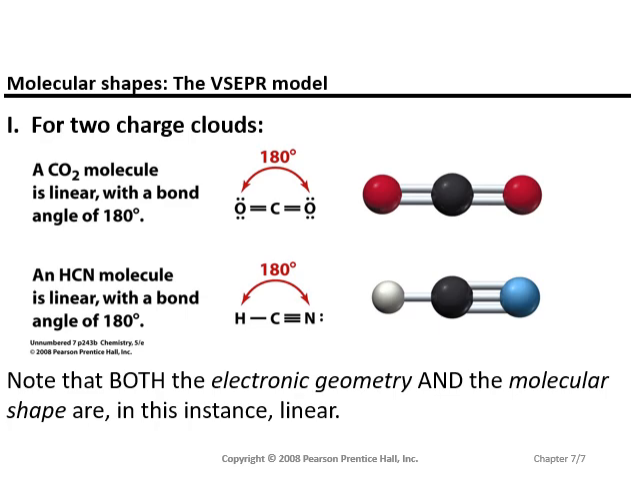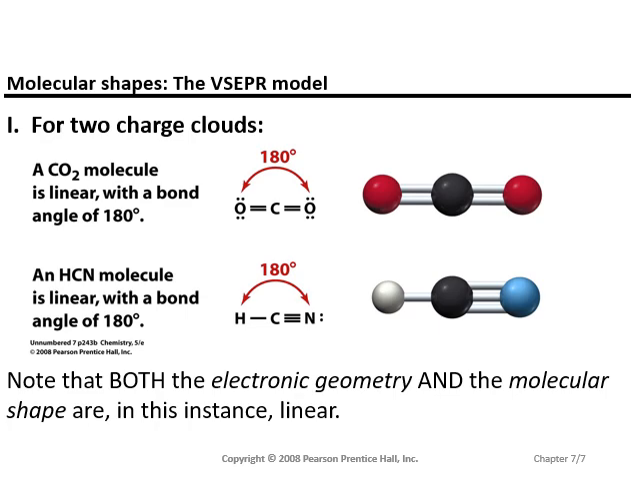We'll come back to this later when we talk about valence bond theory, but notice that in both of these molecules, the carbon in the middle has a total of 4 bonds around it. 2 of those are bonds directly between it and the thing it's bonding to, and 2 of them will not be directly, so we'll talk about that later. There's really nothing that changes on this one. For 2 charged clouds, all you have to remember is that the shape is linear for both the molecular shape and the electronic geometry.